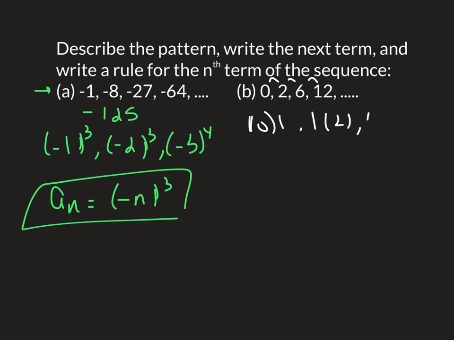You see what's going on? Next term is 2 times 3. The next term will be 3 times 4. So I like that pattern right there quite a bit. So that's the pattern. So how do you write that?